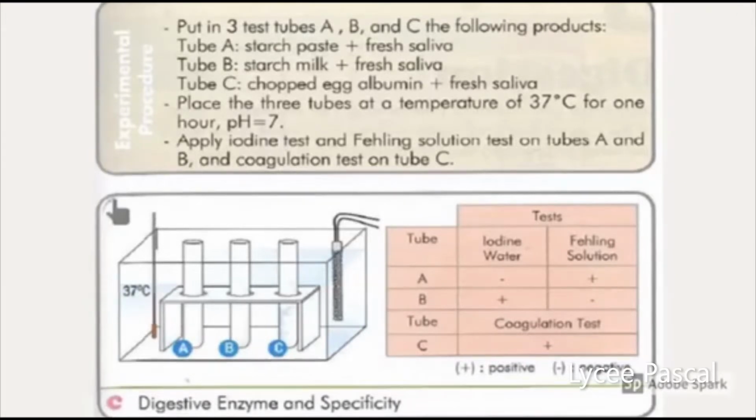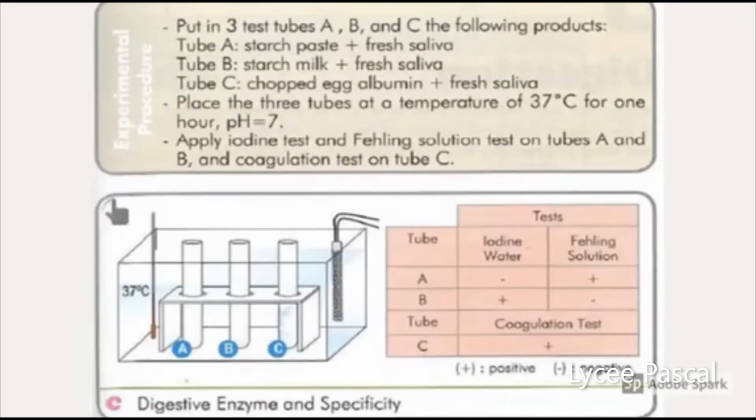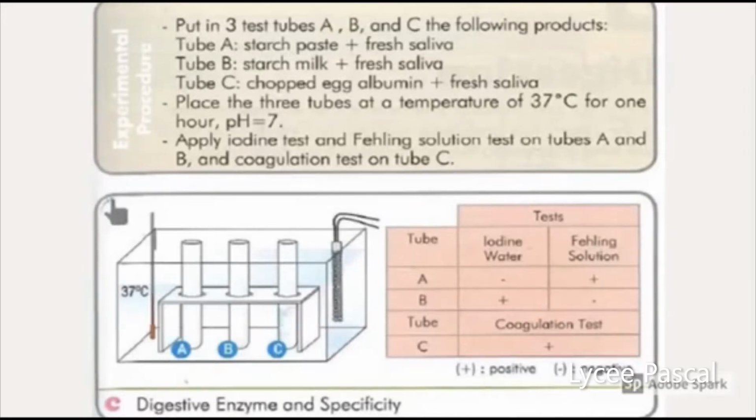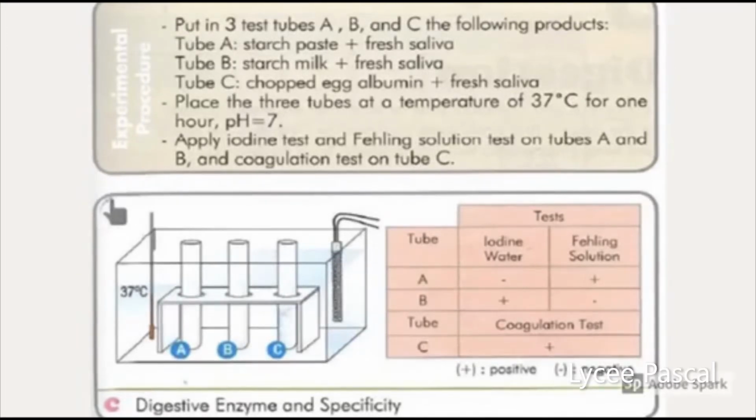and the coagulation test. We are going to see that the iodine test gives us a negative result in tube A. It means that we don't have any carbohydrates or starch. And it was positive with the Fehling solution. It means that we have a reducing sugar. In tube B, the iodine test is positive. It means we have carbs. So again, in tube B, the result is positive with the iodine test and negative with the Fehling test.